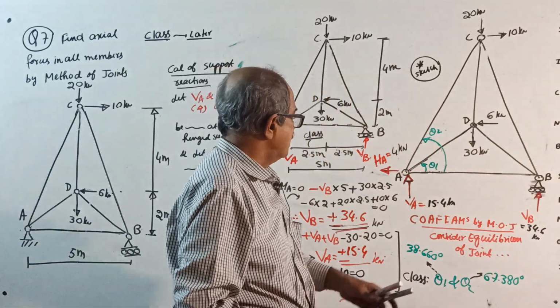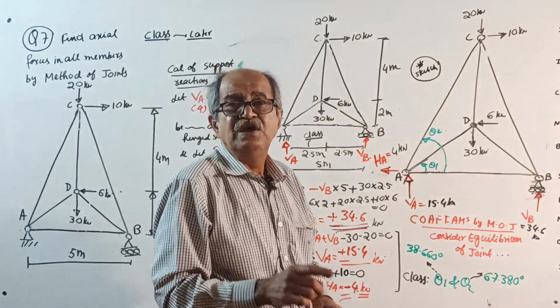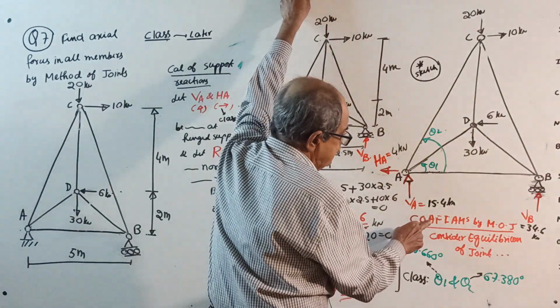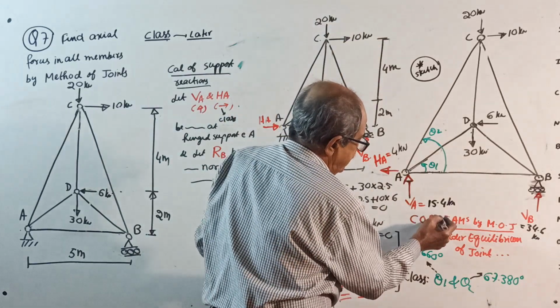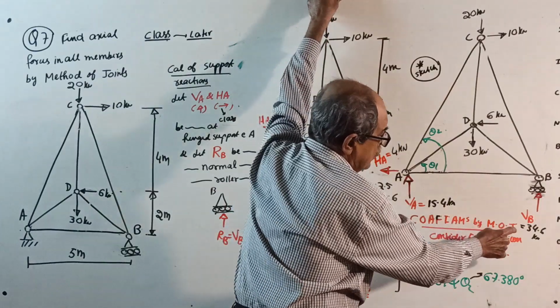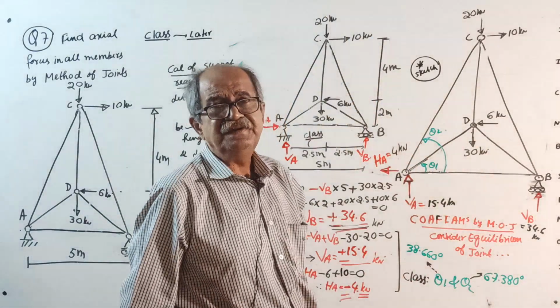Now, start. See, space is not there. My usual statement: calculation of axial forces, AF, axial forces in all members by method of joints. Write the statement. Okay, start.